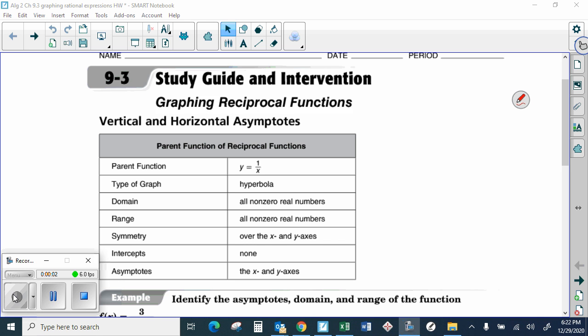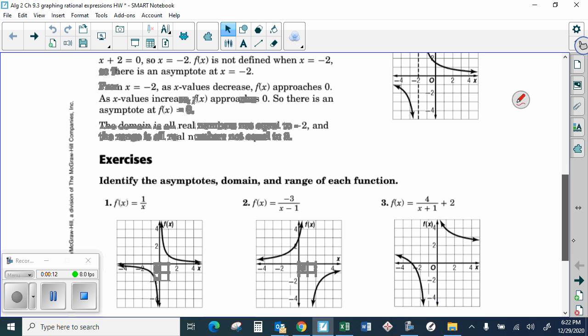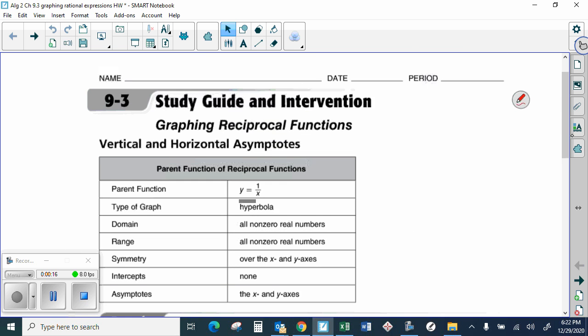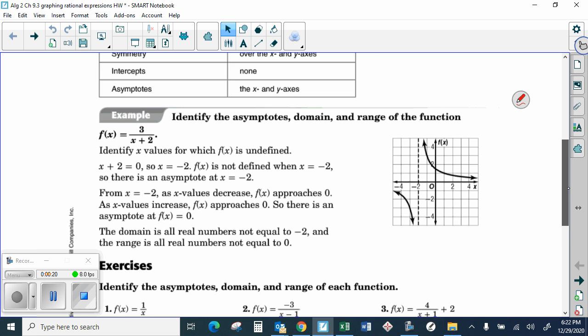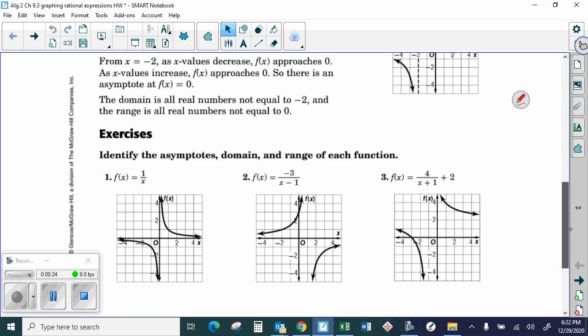Okay, students, today we're going to talk about graphing rational functions. They're called reciprocal functions here. So I would say rational, because again, anything that's written as a fraction is a rational function or expression. These are all written as fractions.